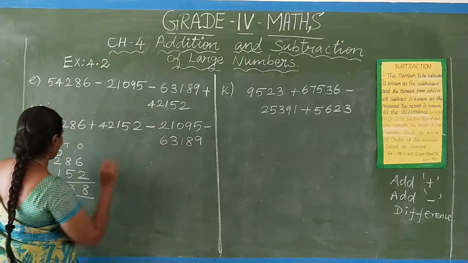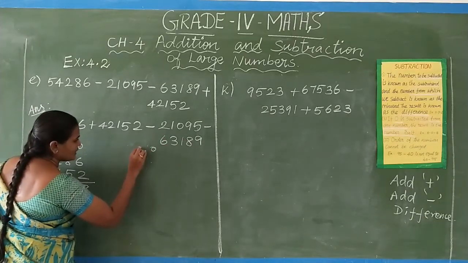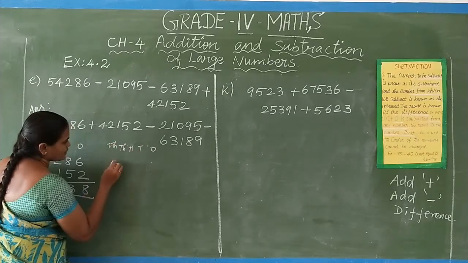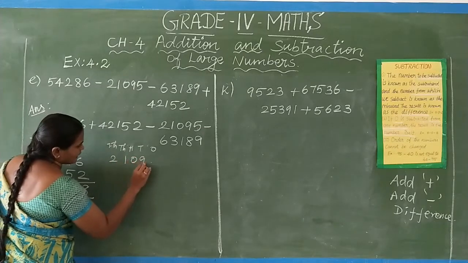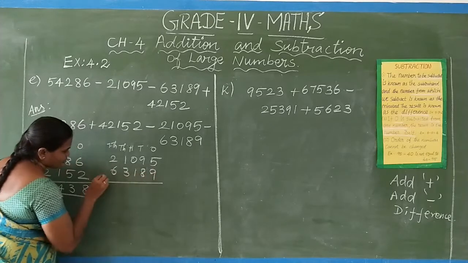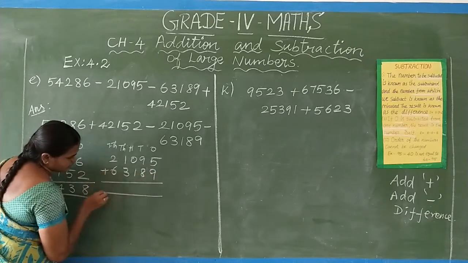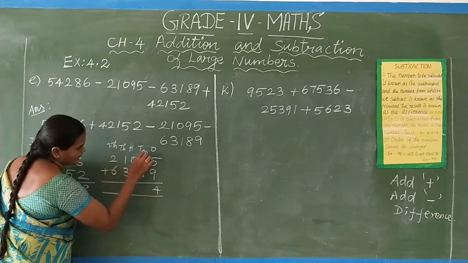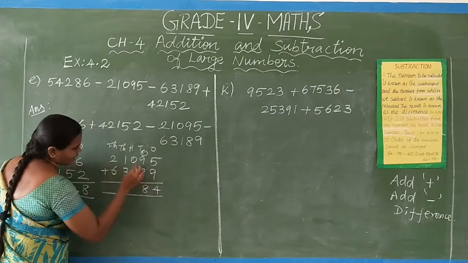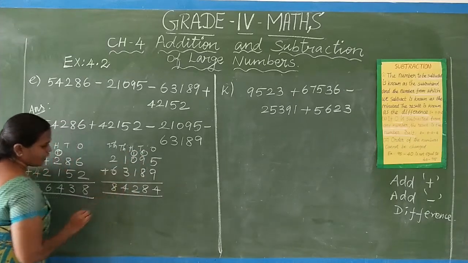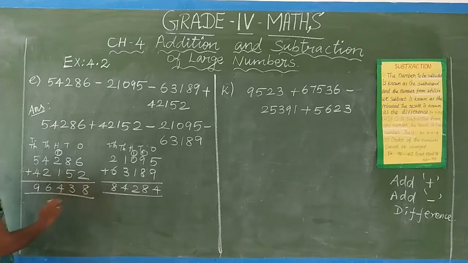You add the negative terms. So ones, tens, hundreds, thousands, 10,000s. So 21,095 and 63,189. You add these two terms. So 5 plus 9, 14, 1 carry over. 9 plus 1, 10, plus 8, 18. 1, 2, 4, 8. Now you find the difference of these two numbers.